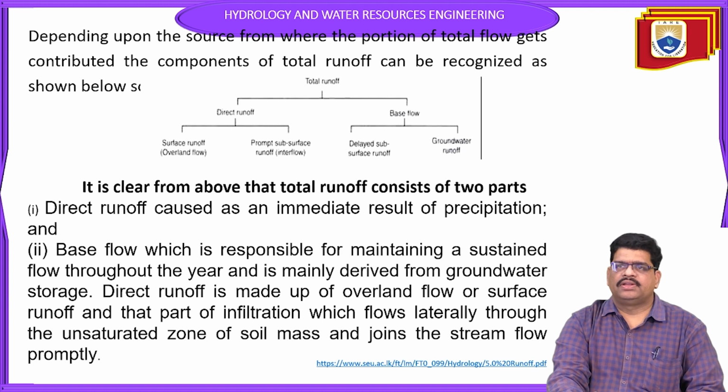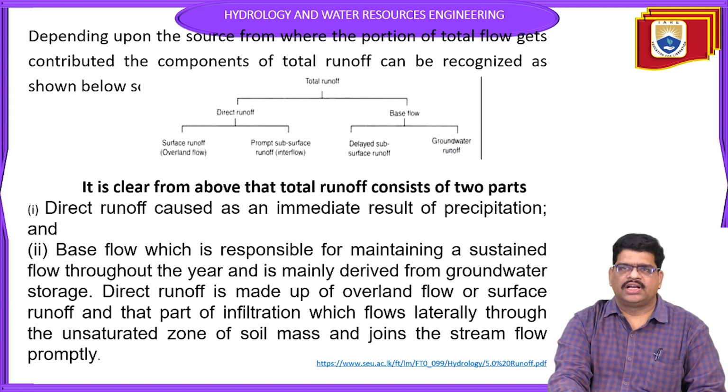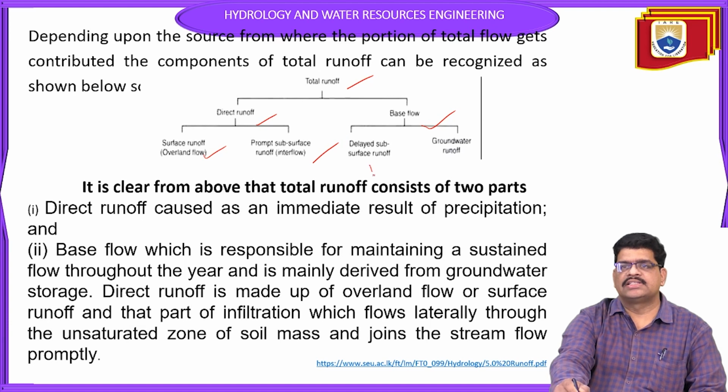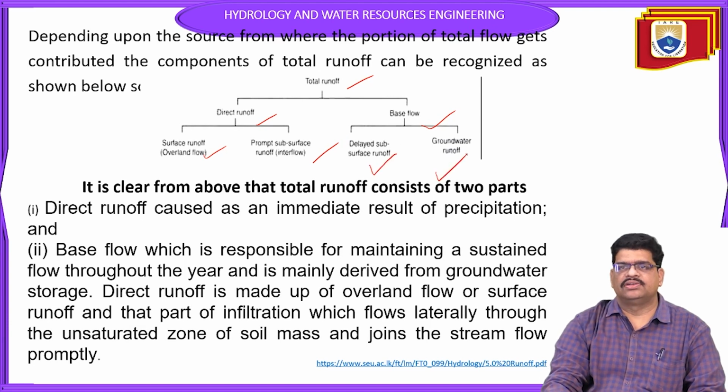Next, depending upon where the portion of the flow continues, total runoff can be recognized as direct runoff and base flow, and as surface runoff and subsurface runoff, delayed subsurface and groundwater flow. These are some of the bifurcations of runoff.